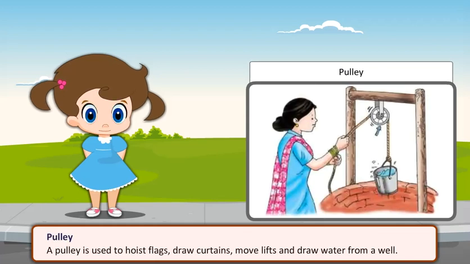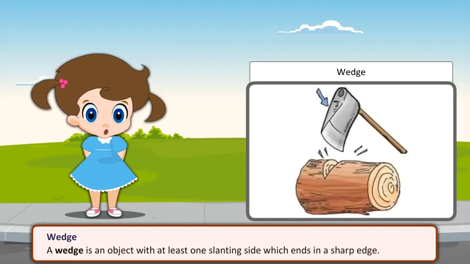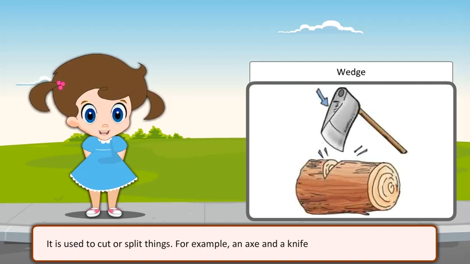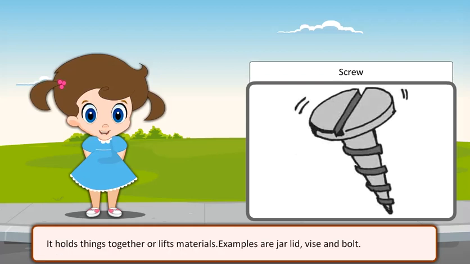Pulley. A pulley is used to hoist flags, draw curtains, move lifts, and draw water from a well. Pulley is a grooved wheel with a rope or cable around it. Wedge. A wedge is an object with at least one slanting side which ends in a sharp edge. It is used to cut or split things, for example, an axe and a knife. Screw. A screw is an inclined plane wrapped around a pole. It holds things together or lifts materials. Examples are jar lid, vise, and bolt.